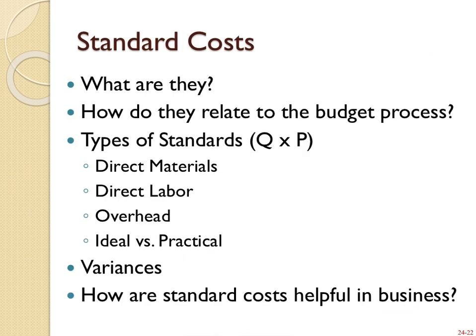As a quick recap, hopefully through this lecture series you learned what standard costs are and how they relate to the budget process. You learned the different types of standards, and now you know the Q refers to quantity and the P refers to price, and how we set different standards for direct materials, direct labor, and overhead. You learned which is a better choice for a business when setting standards: an ideal standard versus a practical standard. We talked about different things that can cause standard cost variances and what each of those types of variances are called. And lastly, we talked about how standard costs can help your business.